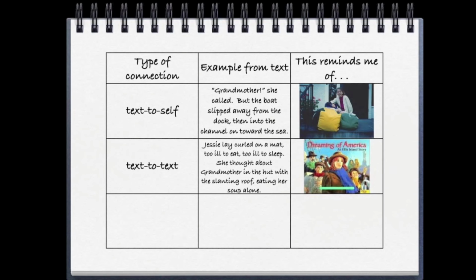I was reminded of the book Dreaming of America, an Ellis Island story by Eve Bunting. This story is also about a young girl that emigrates to America. She's going to America to meet her parents who are already there. When I think about these 2 stories together, I see a common theme between the 2. People go to America or new places for a better life.